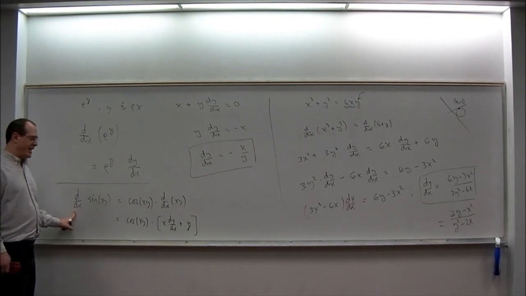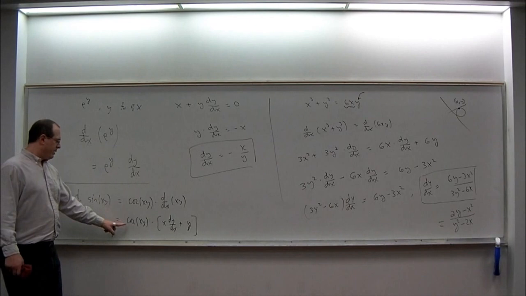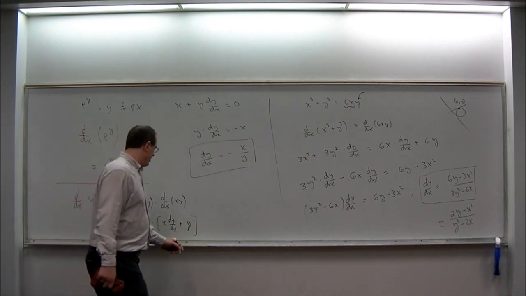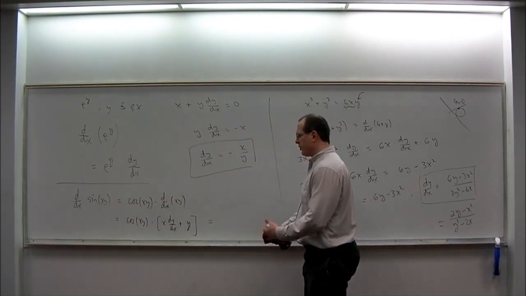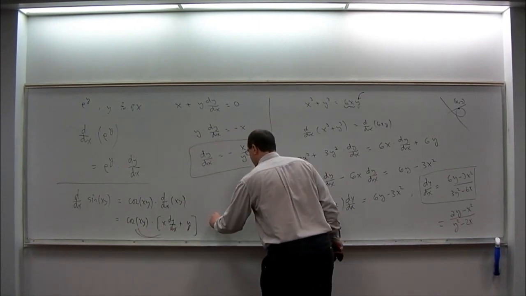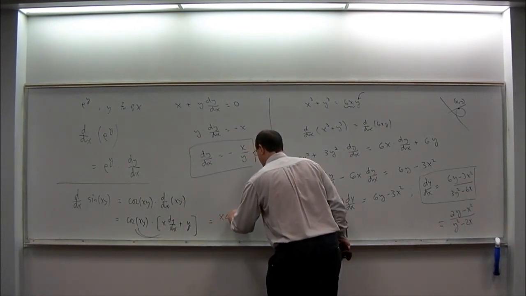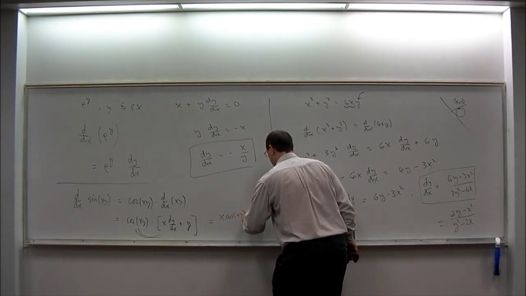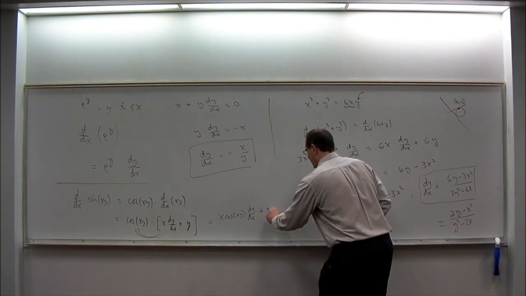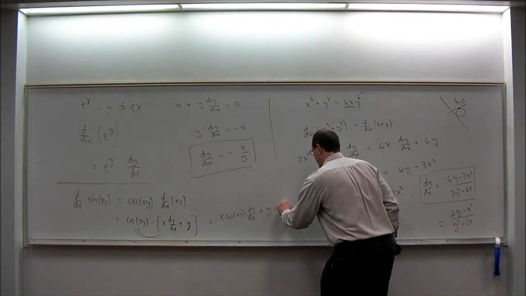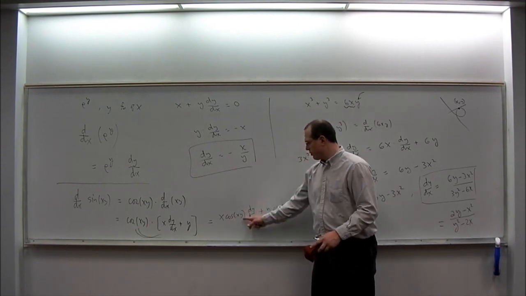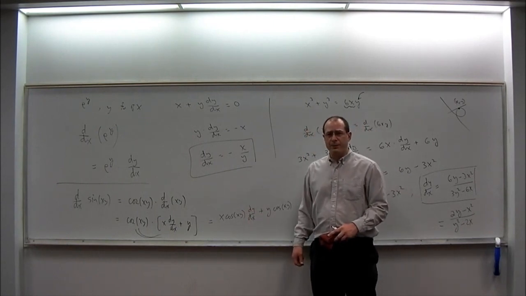So the derivative with respect to x of the sine of xy would be the cosine of xy times the quantity x dy/dx plus y. And then for practical purposes, if you wanted to work with this, you might want to distribute this cosine. So you would have x times the cosine of xy times dy/dx as one term, and then plus y times the cosine of xy as the other term. You would do a step like this if you were trying to solve for dy/dx.